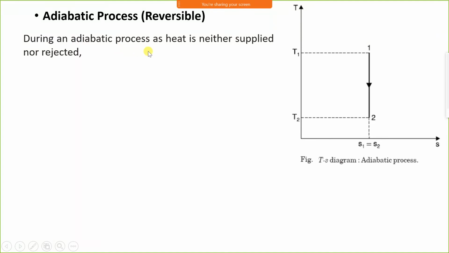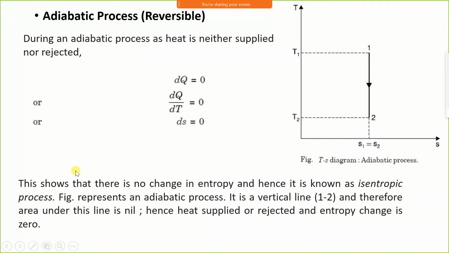During an adiabatic process, as heat is neither supplied nor rejected, heat transfer is 0, that is dQ is equal to 0, and dS is equal to 0. Change in entropy for adiabatic process is also 0. This shows that there is no change in entropy and hence it is known as isentropic process. The figure represents an adiabatic process. It is a vertical line 1 2, and therefore area under the line is nil. Hence heat supplied or rejected and entropy change is 0.